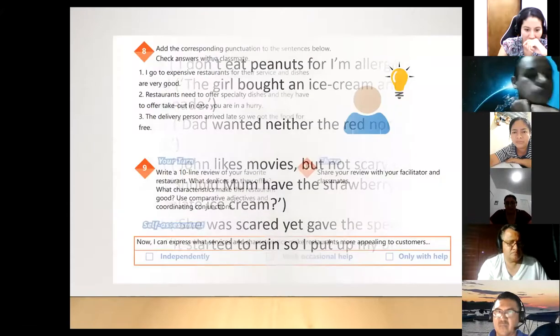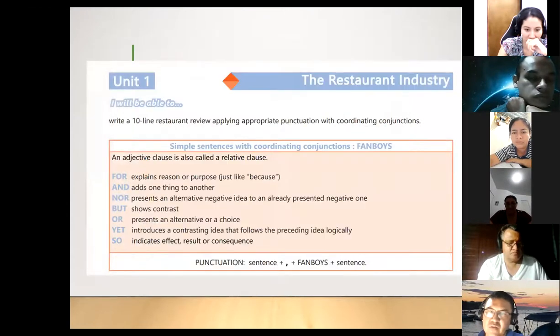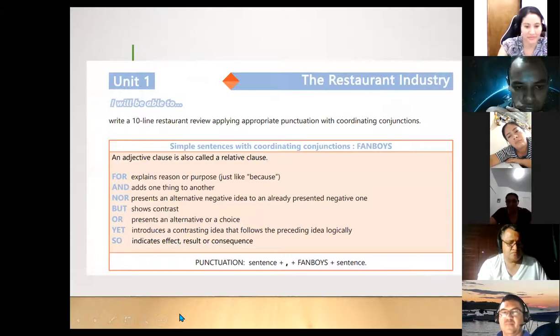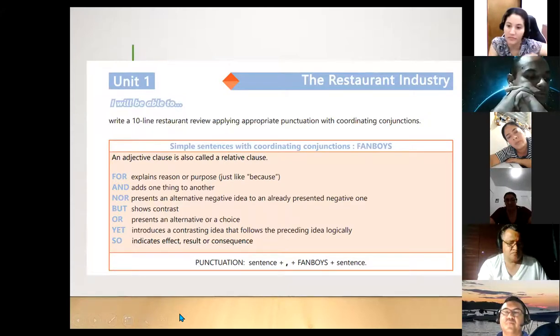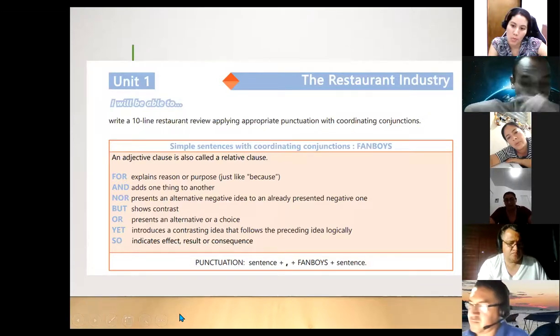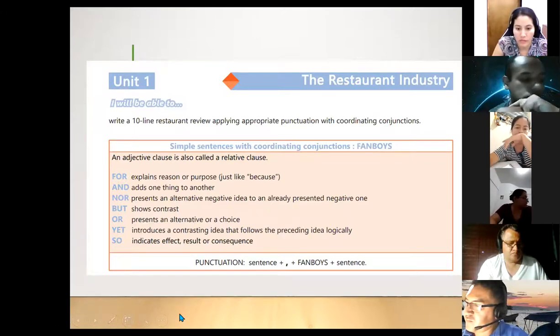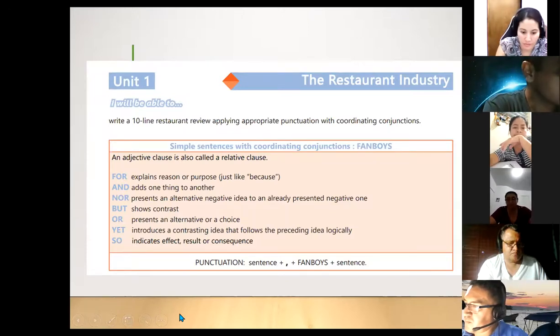First of all, I will go to the previous slide. Wait a second, right here. First of all, punctuation, okay? Normally we use sentence plus comma plus one of the fanboys and the sentence. For example, I live in San Miguel, comma, but I don't like its weather. So we have a comma before the conjunction, okay? Don't forget about that. You are connecting two different sentences, okay? Remember, because the conjunction is giving a new idea, a new meaning to the complement.